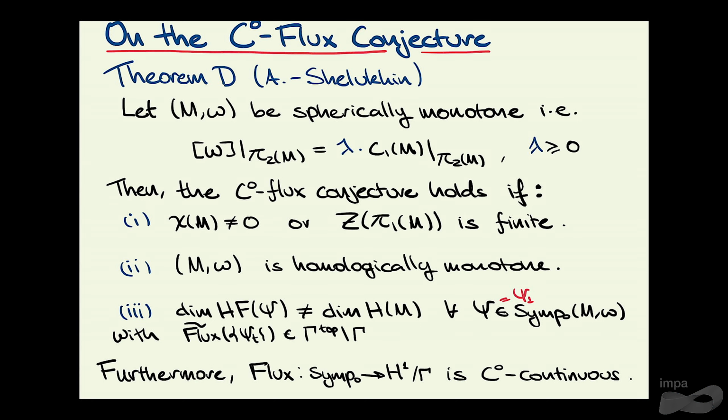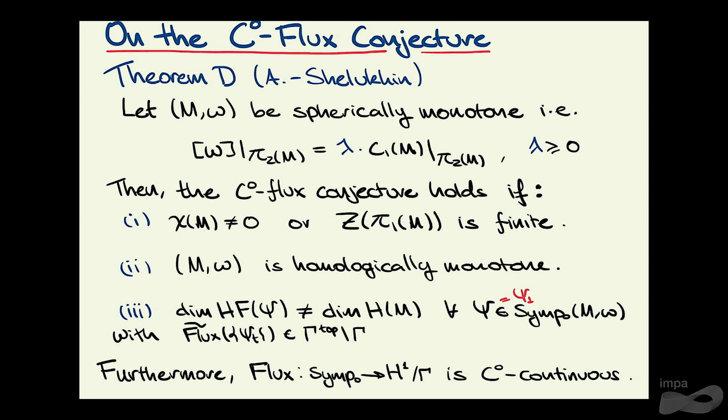And finally, we have this more technical condition here that basically says that, by comparing dimensions, if for any path whose flux is in gamma top but not in gamma, the dimension of the fixed point Floer homology is different than the total Betti number. If that's always true, then the C0 flux conjecture holds.